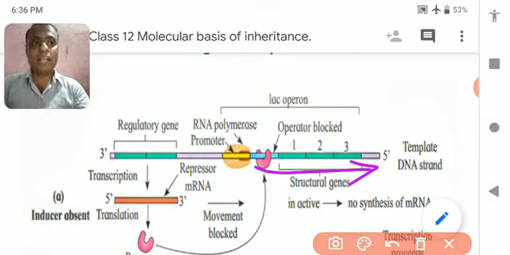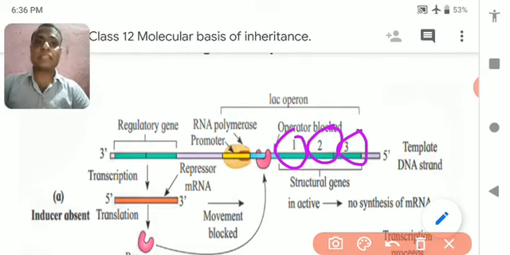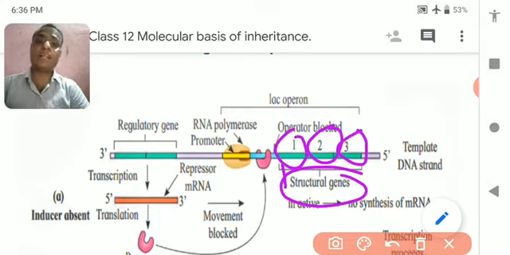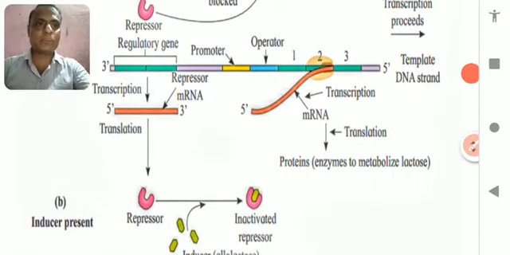Now the last thing comes over here. There are 3 genes: gene number 1, gene number 2, gene number 3. The first gene is called gene Z, the second gene is called gene Y, and the third gene is called gene A, and these are called structural genes. These are the important genes, and they produce 3 different kinds of enzymes: beta galactosidase, permease, and transacetylase. See, 3 different kinds of protein are produced.